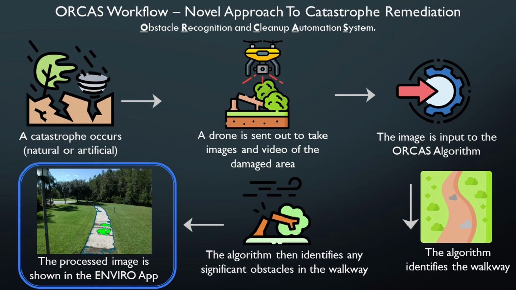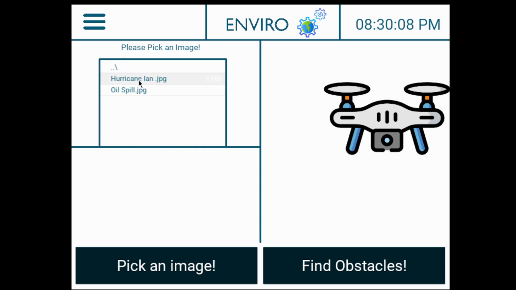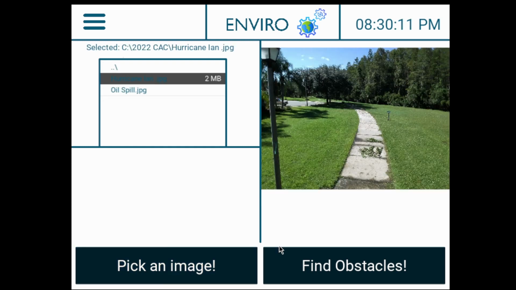It can also be extremely useful for the visually impaired. In the future, I plan to make a physical component to go along with the detected image to make it even more useful. So here's a quick demonstration of ORCAS. From the drop-down menu, select ORCAS, then simply select the image you want, and then press Find Obstacles to see your final processed image on screen.